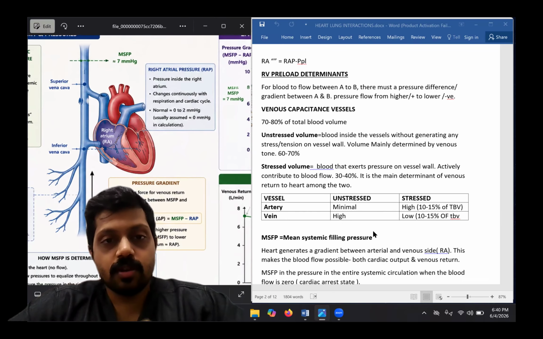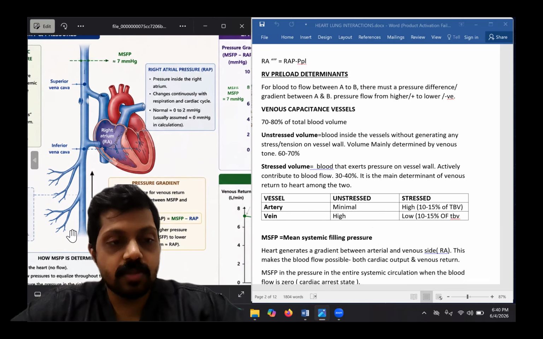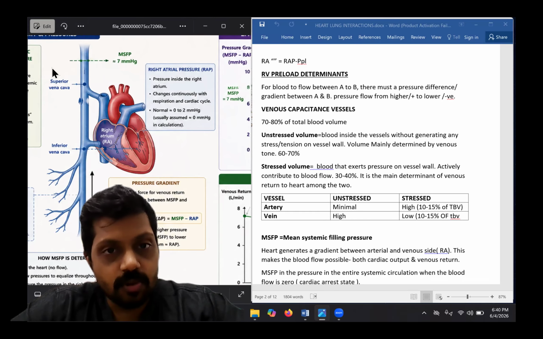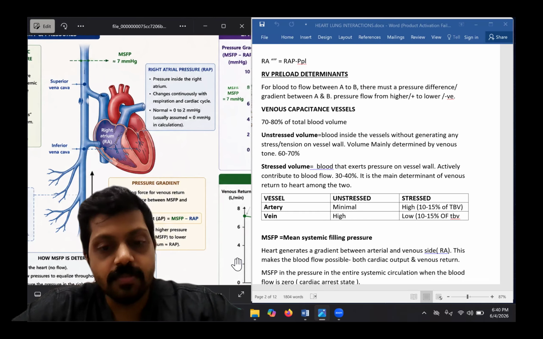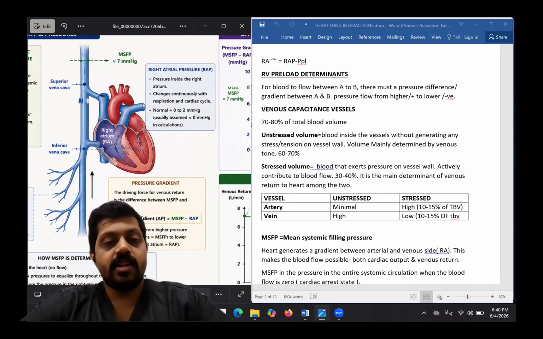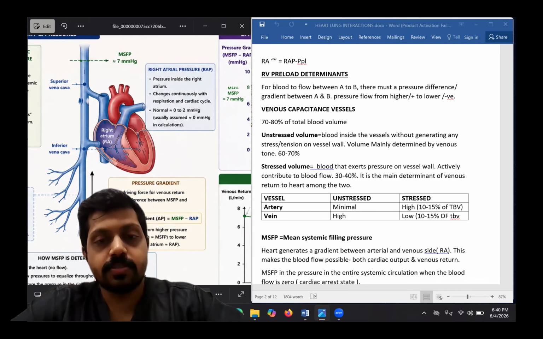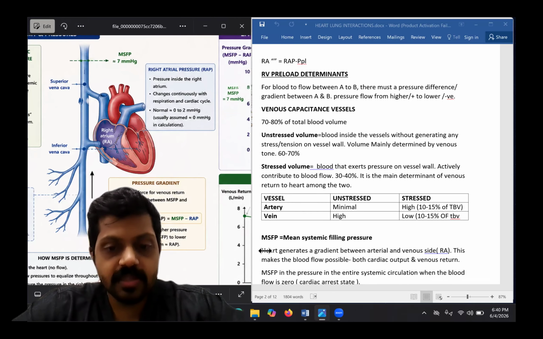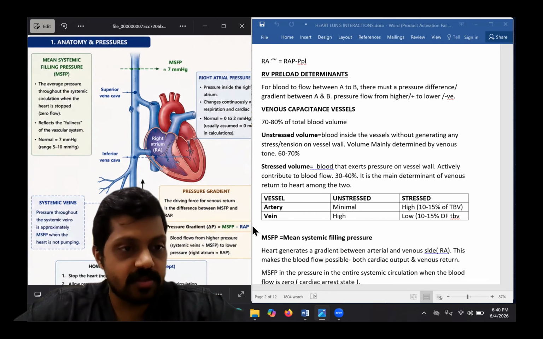In a zero-flow state, such as cardiac arrest, some amount of blood is still present in the circulatory system. This blood volume exerts a pressure on the vessel wall. The pressure generated when the entire blood flow is zero in the circulatory system is called the mean systemic filling pressure. It is just the pressure needed to fill up the systemic circulation. Normally it is around 7.